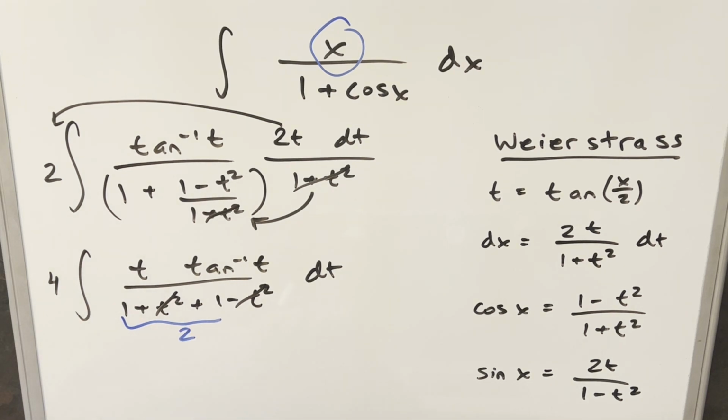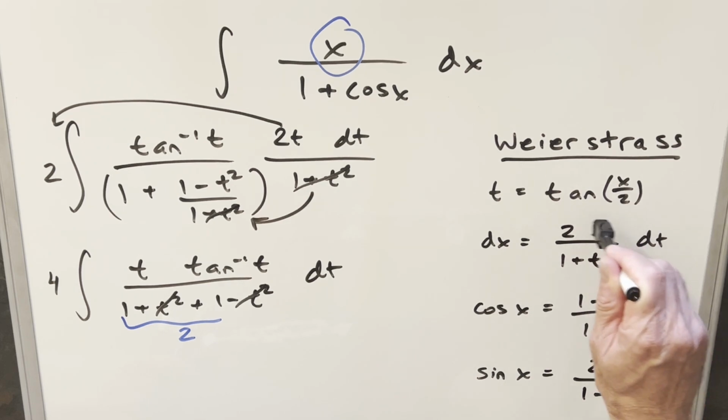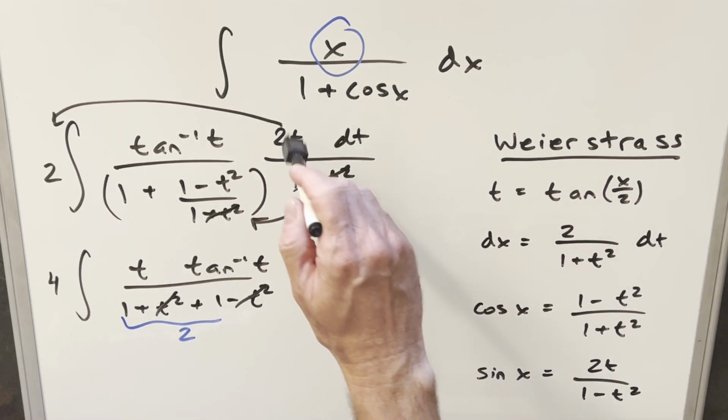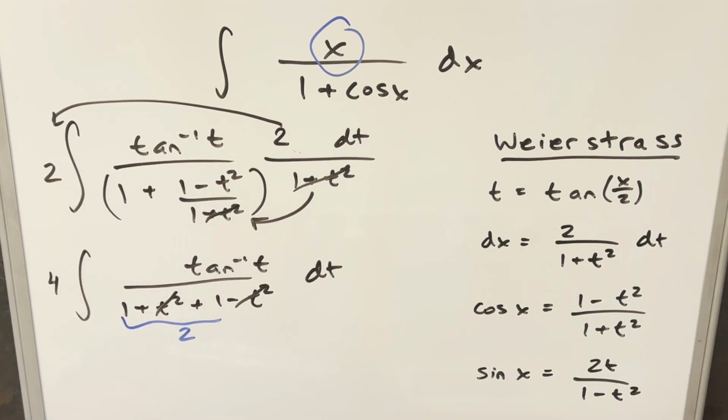I also noticed a mistake. This is dx, so this should just be a 2 right here. There's no 2t there. And then we can get rid of this t right here and here. Sorry about that. So then dividing this 2 into the 4, we have just the integral of 2 times arctan of t dt.